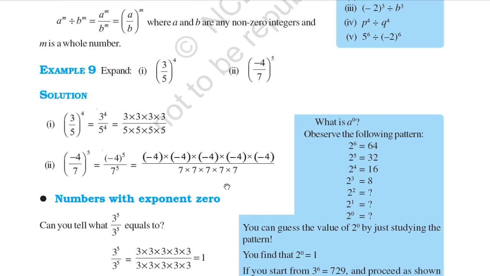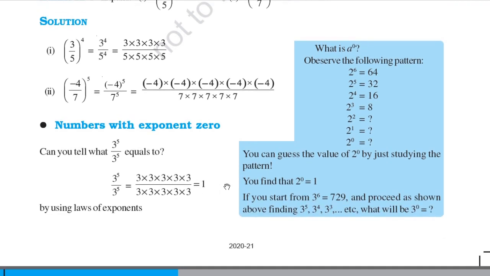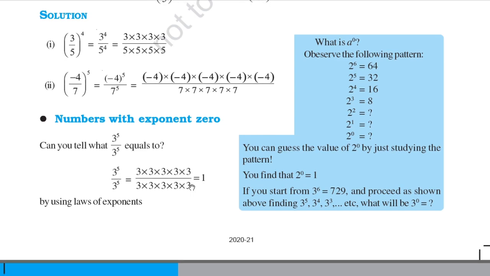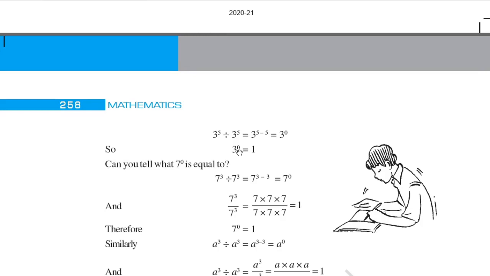Numbers with exponent 0. When the exponent is 0, its value is 1. Can you tell what 3 to the power 5 divided by 3 to the power 5 is equal to? You can see that it is 1, because when you divide 3 multiplied 5 times by 3 multiplied 5 times, you get 1. By using the law of exponents, 3 to the power 5 divided by 3 to the power 5 becomes 3 to the power 5 minus 5, that is 3 to the power 0. That means it is 1.